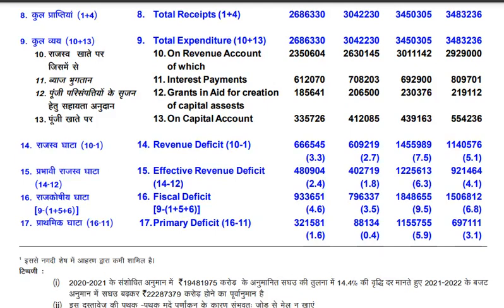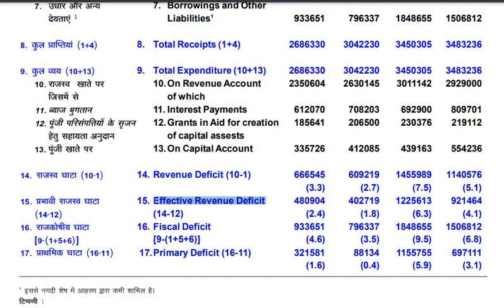We are running a series of videos on the topic of the Union Budget. This is the sixth video, and we have been looking at various deficits that are being shown in this particular document, and one of the deficits is the effective revenue deficit. When you look at this effective revenue deficit, there is information as grant in aid for creation of capital assets.